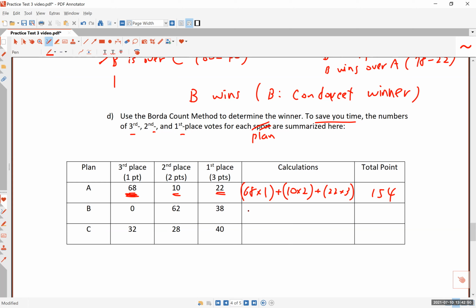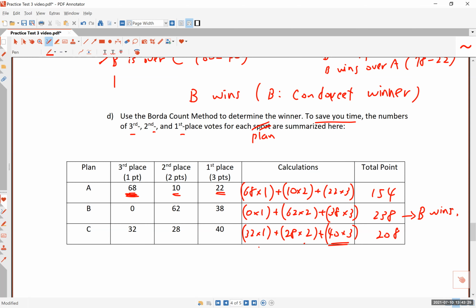B gets 62 times 2 points, and 38 times 3 points, plus the 1-point votes. That adds up to 238. C gets 32 times 1 point, and 28 times 2 points. Now it gets a lot of 3-pointers. 40 people vote for C as first place, and so that itself is 120, plus this and this, and you find out this adds up to 208. So guess what? B again becomes the winner under the Borda count method.